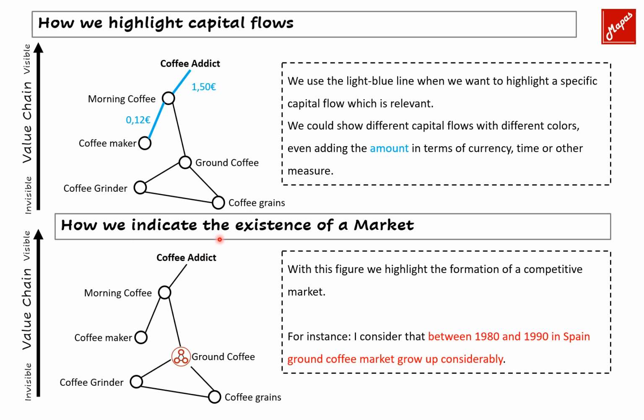How do we indicate the existence of a market? Well, with this symbol. And in this context, I want to represent that between 1980 and 1990 in Spain, the ground coffee market grew considerably.